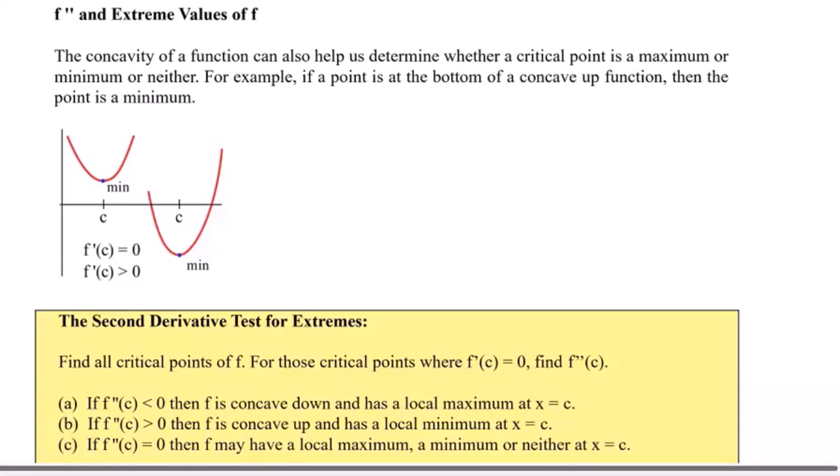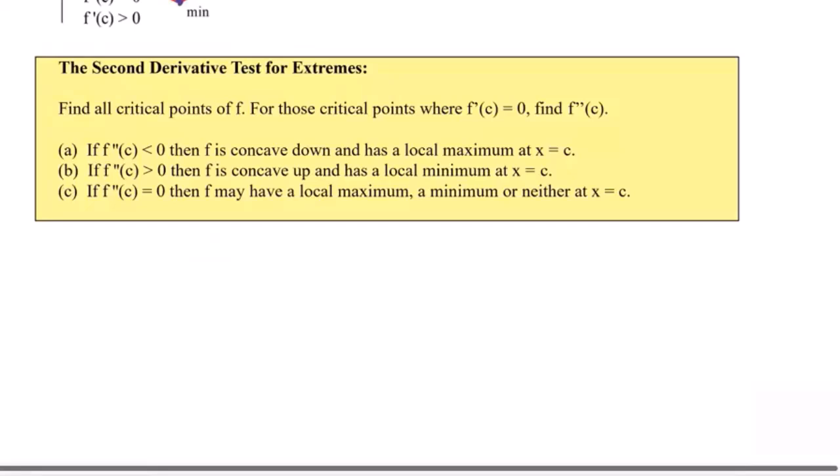Since it's going to open up, just like these two graphs, we're going to have a minimum value. Think of a parabola that opens up. It has a minimum value. For those critical points where f prime of c equals 0, find f double prime of c. Basically, we want to take the second derivative.